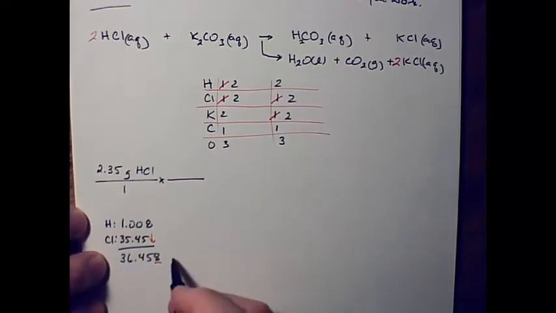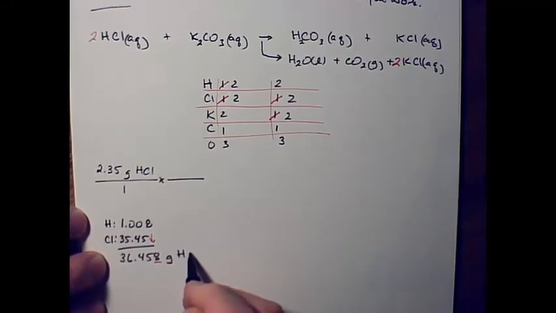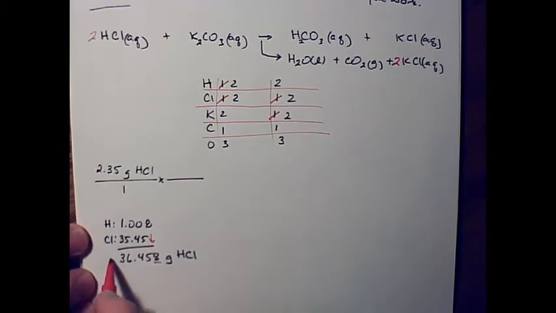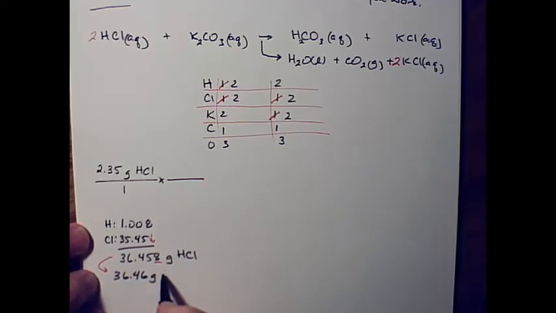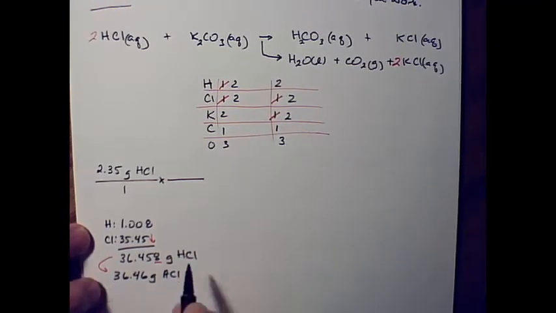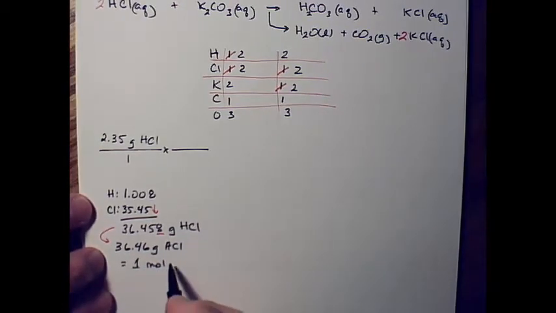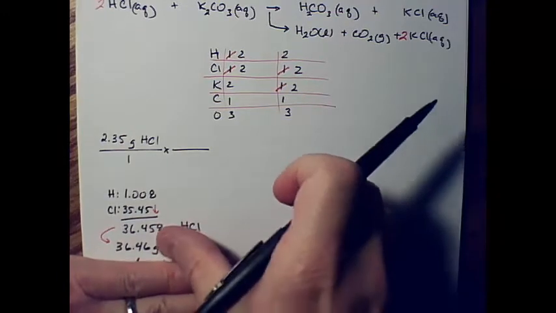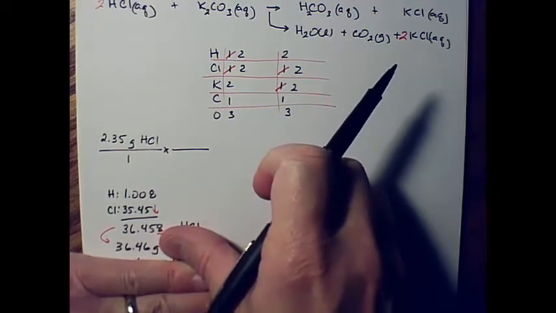This is grams of hydrogen chloride or hydrochloric acid. Round that off to 36.46 grams of hydrochloric acid, and that's equal to 1 mole of hydrochloric acid. Now, just this part right here is actually the molar mass.